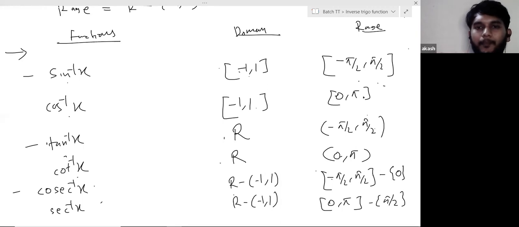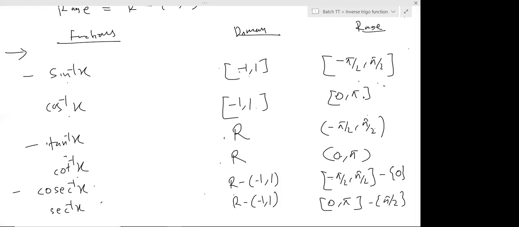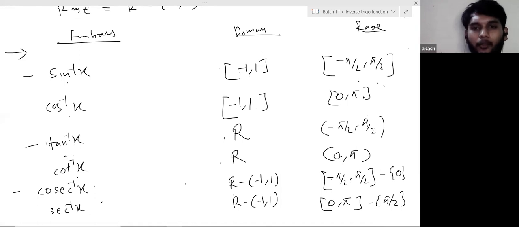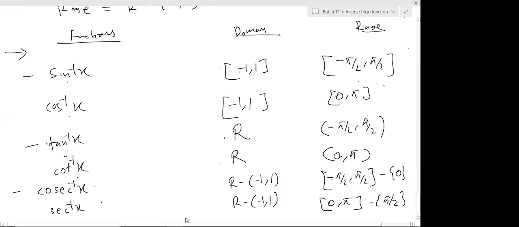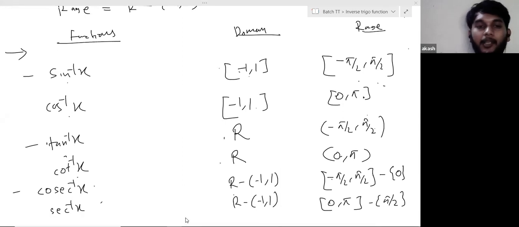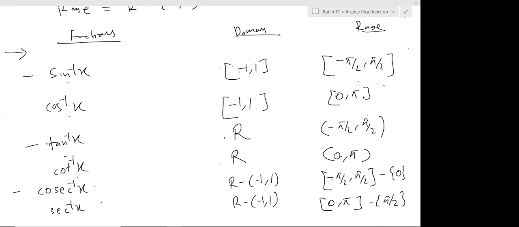So note down this table, and this is very important. Even if you forget the graphs somehow, if you remember this domain and range, then you can draw the graphs very easily. You can solve questions very easily. So I'll have to learn this table by heart. Absolutely. If I ask you the domain and range of tan inverse x, you should be able to speak it like it is your name. Okay, got it.